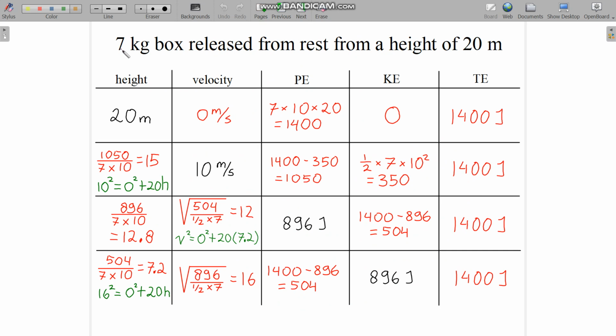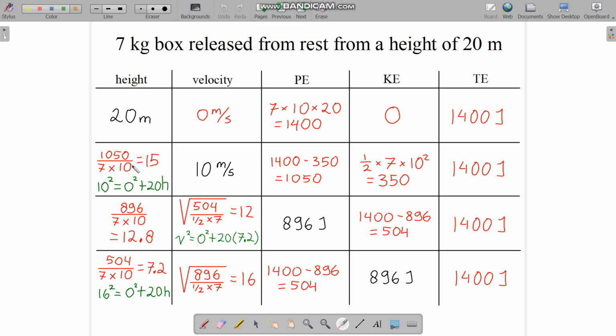For example, a 7 kg box is released from rest from a height of 20 meters. When the height is 20 meters, this is when the box is just released, the velocity is 0. The potential energy is mgh, the height is 20. The KE, velocity is 0, KE is 0. So the total energy, or the mechanical energy, is 1400 joules.